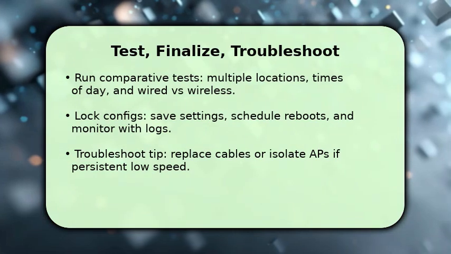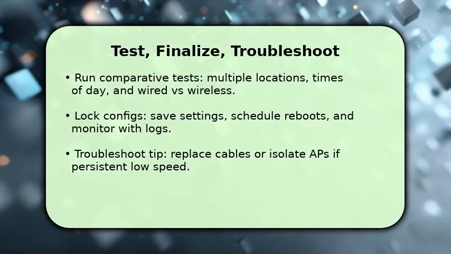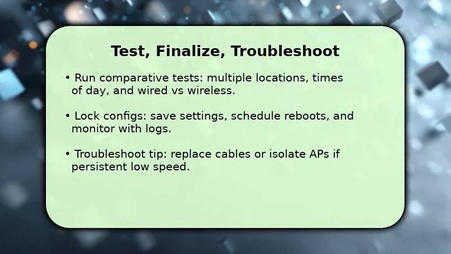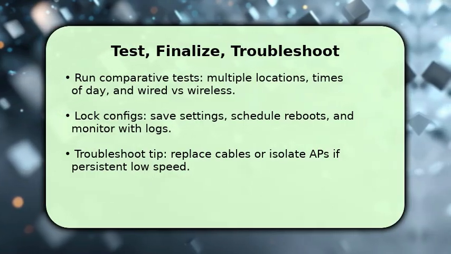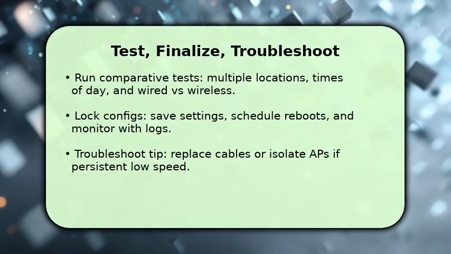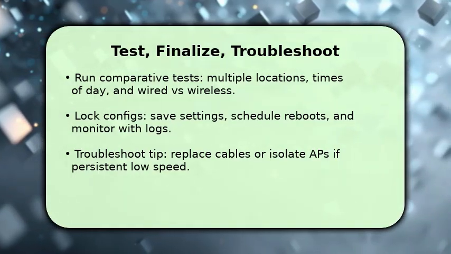You finish by validating results. Run comparative speed tests from wired and wireless devices at different locations and times, then compare to your baseline. Once satisfied, save and lock the configuration, schedule periodic reboots if needed, and enable monitoring or syslogs to catch regressions.